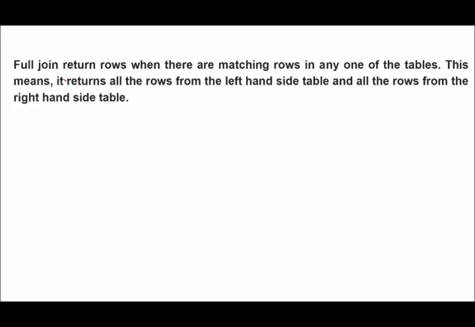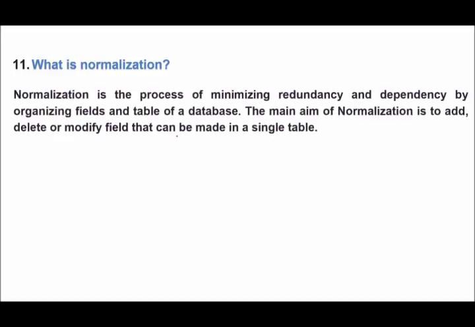This is also termed as natural join or full join. So what is normalization? In layman terms, normalization is breaking of table, or decomposition of the data into more number of tables to satisfy certain properties. Normalization is the process of minimizing the dependency by organizing fields and tables of a database.